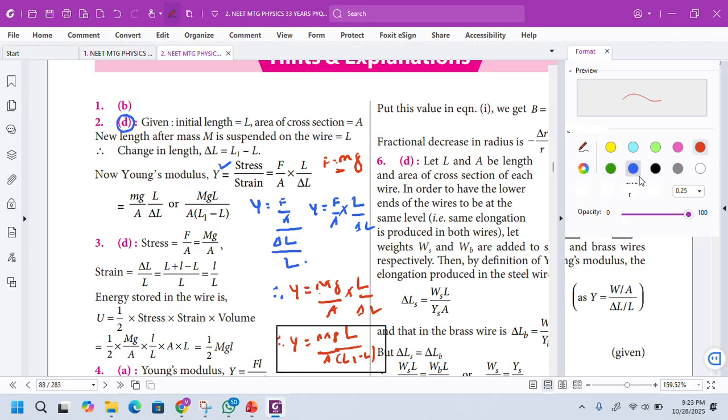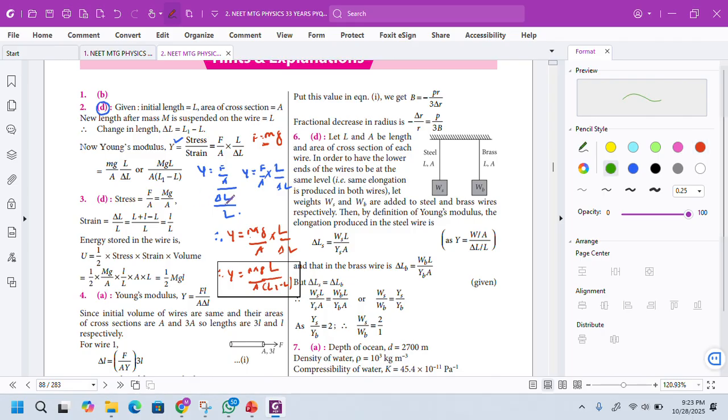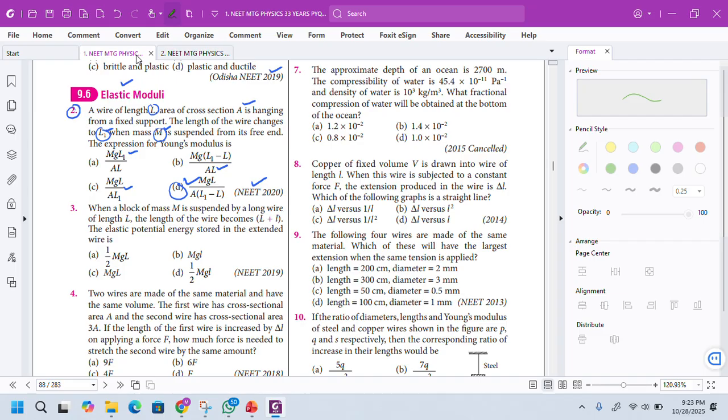This is our correct answer: M into G into L divided by A into L1 minus L. Hence answer D is correct. Answer D is correct, M G L divided by A into L1 minus L. This is the answer for this. Now I will move towards the next question. What is the next question?